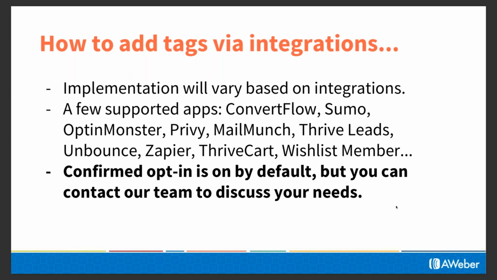I'm not going to cover this entire slide, but these are a few integrations that support tags. Privy, OptinMonster, Unbounce, ConvertFlow, which we use on our blog. They all support tags, and confirmed opt-in is typically on by default for many of these. We've recently turned off confirmed opt-in for e-commerce apps. That just means your subscriber still needs to confirm their subscription, but when they do confirm it, if you have tags enabled, the tag will be applied.